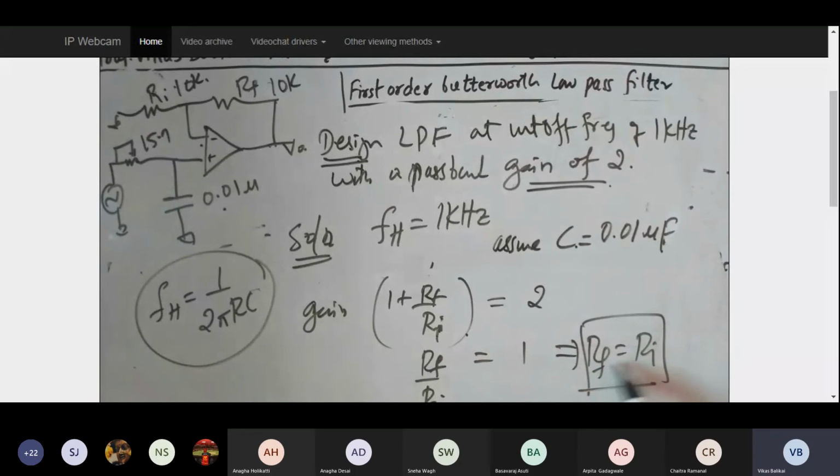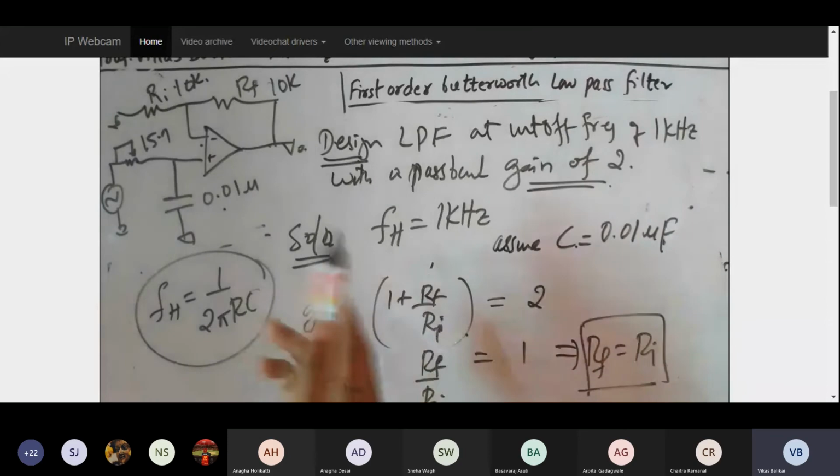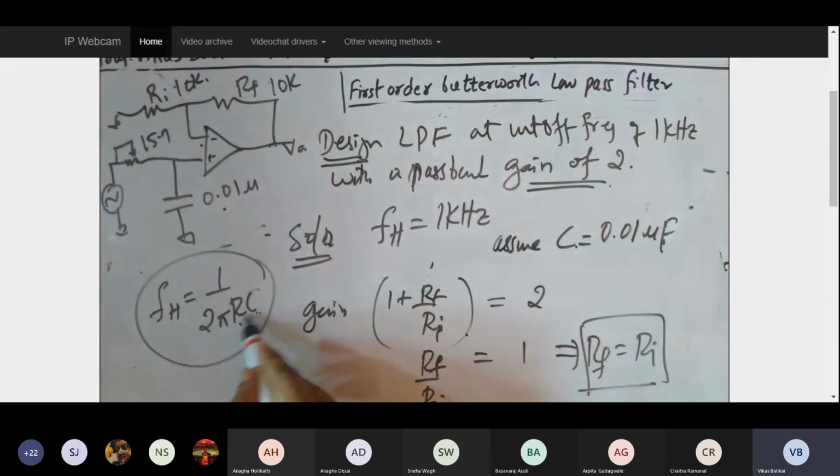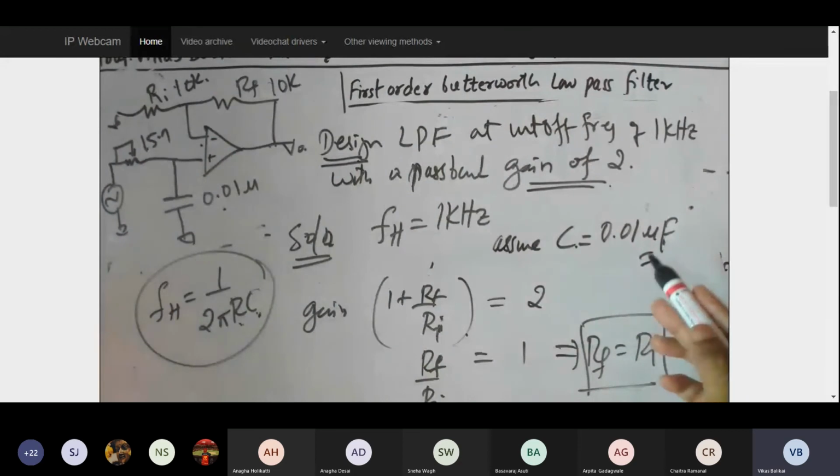Here obviously you can assume the same value for Rf and Ri. Once you obtain these things, you have to find R and C of this filter component. Since both are unknown, let us assume C is 0.01 microfarad. Always try to assume in terms of microfarad, and we'll see what happens if I change this C and R, how it is going to impact the filter.